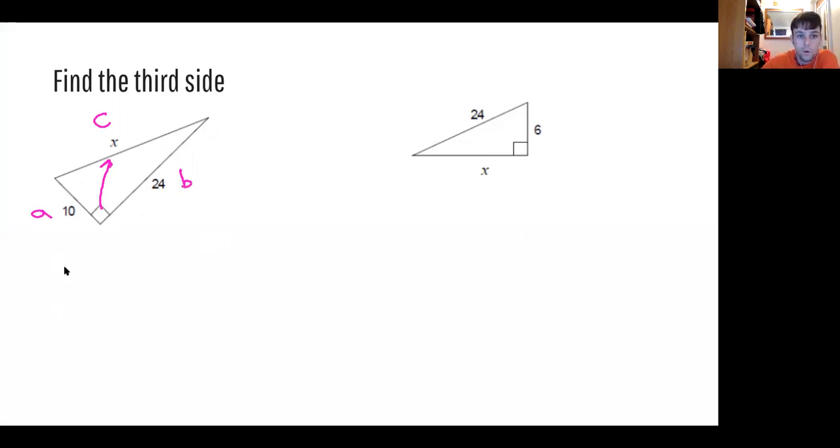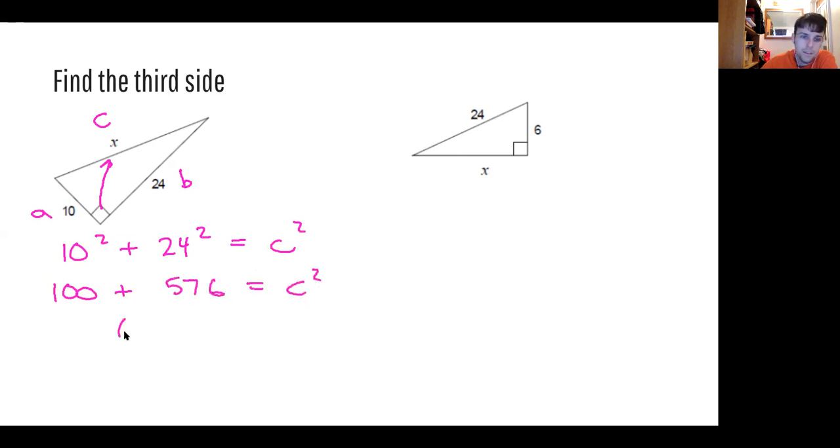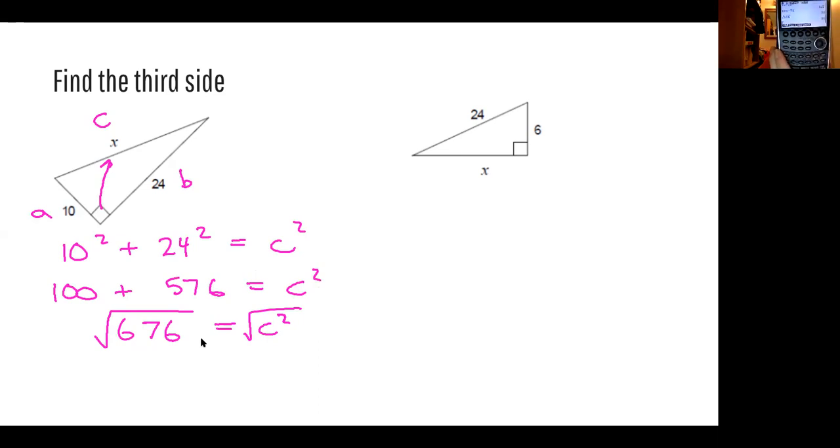So it's A squared plus B squared equals C squared. 10 squared plus 24 squared equals C squared. That's 100 plus 576 equals C squared. So that's 676 equals C squared. And then we have to take the square root to get our final answer. Hopefully this is a nice perfect square. I don't have to memorize this. I'm using my calculator, square root of 676. It is, it's a nice one. We got 26. So 26 is equal to C.